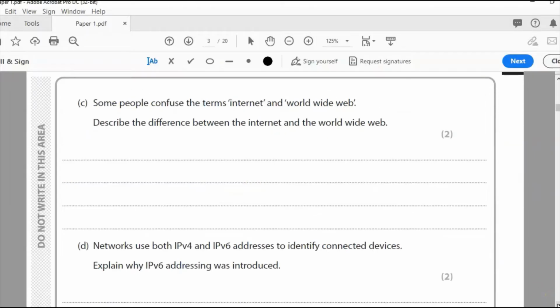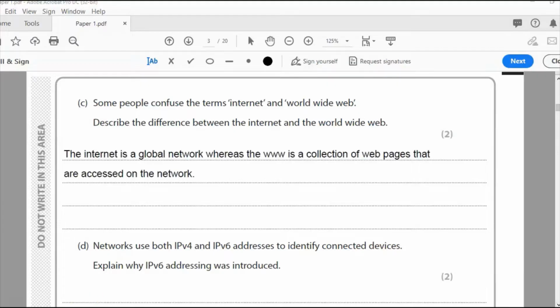C. Some people confuse the term Internet and World Wide Web. Describe the difference between the two. Well, the Internet is the network and the World Wide Web are the web pages. So let's construct an answer. The Internet is a global network, whereas the World Wide Web is a collection of web pages that are accessed on the network.